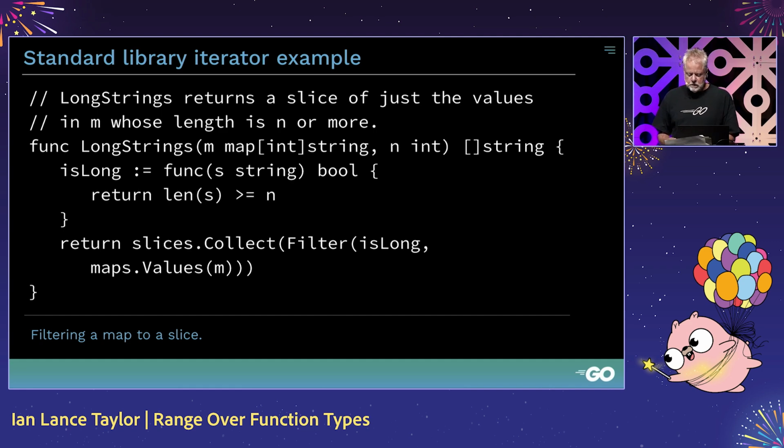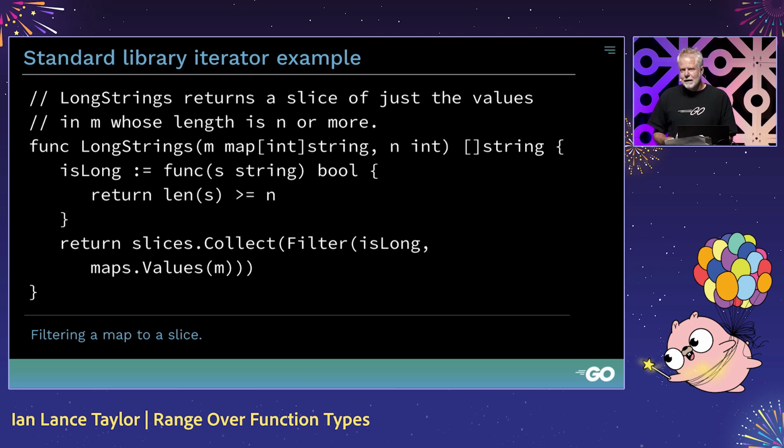Filter reads that iterator and returns a new iterator that only contains the long strings using this int long predicate defined in the function. Slices.Collect reads from that iterator into a new slice, and then we return it.